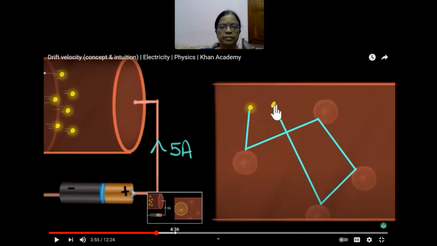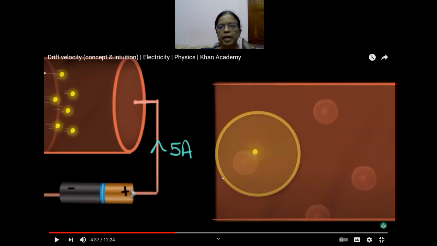You can see the electrons' movement when we apply a potential difference. We can see the current. I will give you the explanation, children. You can see the figure.